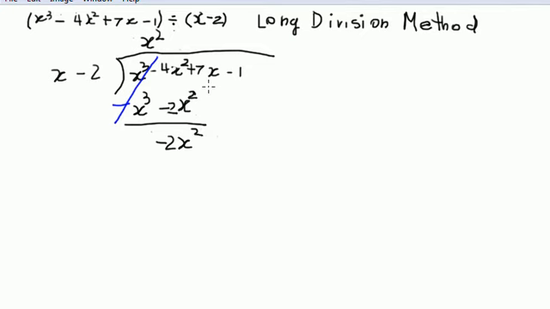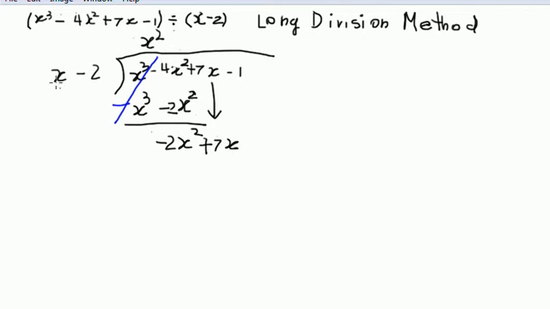Next, I want to bring down the next term. So this positive 7x. If I bring this down, I'm going to just write it next to the x squared term. So this is just plus 7x. And then I want to repeat the process.